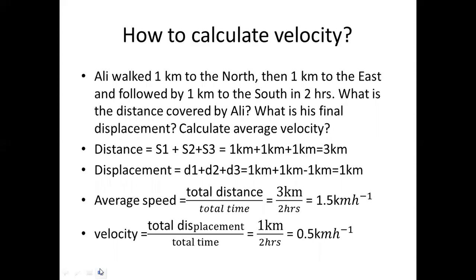How to calculate velocity? We're going to continue the same example. In that, we're going to see how to calculate velocity. Velocity is given by displacement over time. This time, we're going to take the value of displacement and divide it by time. So displacement was 1 kilometer divided by 2. The answer is 0.5 kilometer per hour. Now, I hope that you know how to calculate distance, displacement, average speed and velocity.